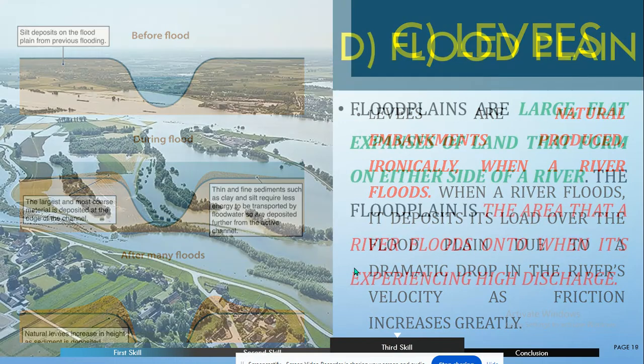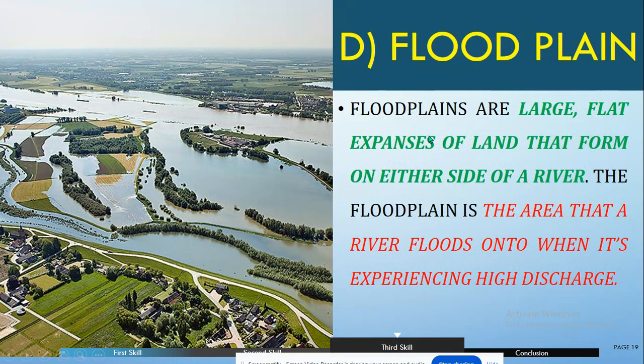Now we have also floodplain, which is large and flat expanses of land that form on either side of a river. The floodplain is the area that a river floods onto when it experiences a high discharge. Remember, discharge is a volume of water. So when the volume of water in a river is increasing, it overflows the channel, and that's what we call a river overflow, or flood.